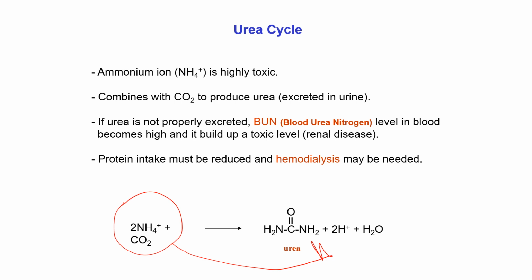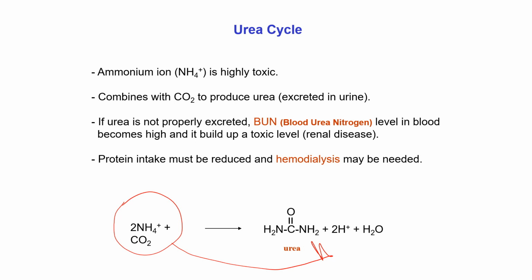So urea is a water soluble substance. That's why it dissociates in water, dissolves in water, and after dissolving in water, it passes through the nephron, that is the kidney, and is excreted from our body through urine. Because if this ammonium ion is not properly excreted, blood urea nitrogen level will become high, and it builds up to a toxic level in our system.